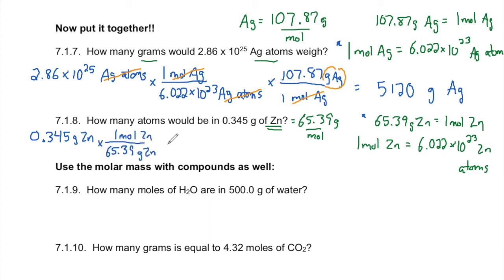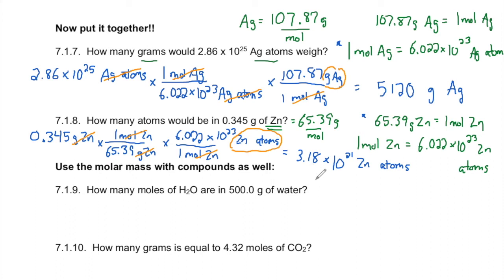To do that, we put grams of zinc on the bottom, so grams will cancel. Now we would have moles of zinc. We want to cancel that and get individual zinc atoms. So now doing this, we'll cancel grams and cancel moles. We will end up with individual zinc atoms, and it ends up being 3.18 times 10 to the 21 zinc atoms. We can do a similar thing with compounds.